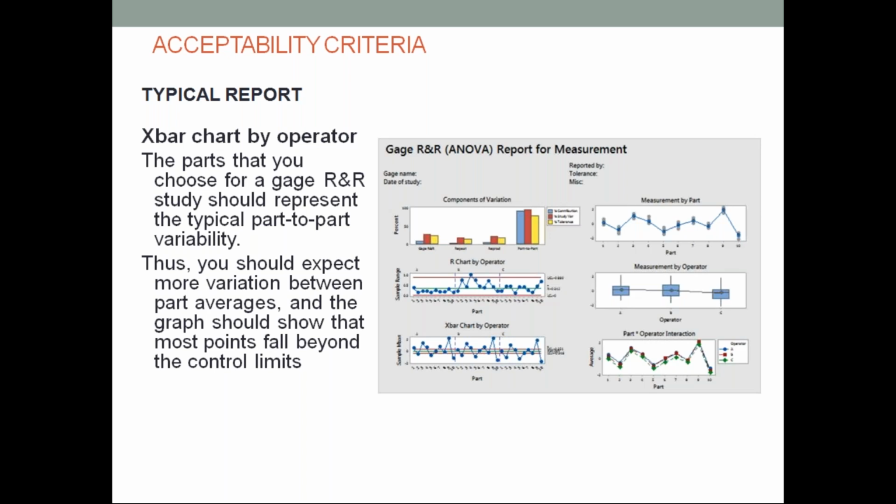So if you failed your gauge R&R and your X bar chart by operator falls within your control limits, what it's telling you is that the gauge cannot tell those parts apart. So either your parts don't show enough variation to represent the variation over time, or your gauge can't tell them apart, and the gauge is not a good gauge for the process.